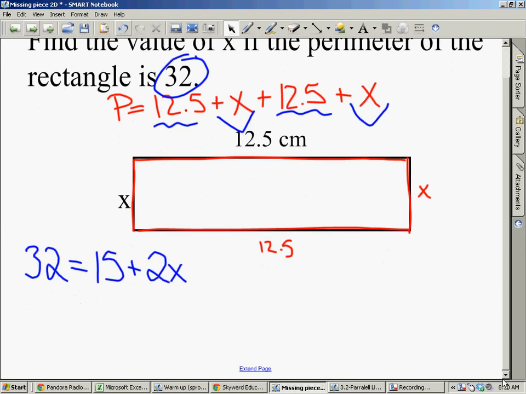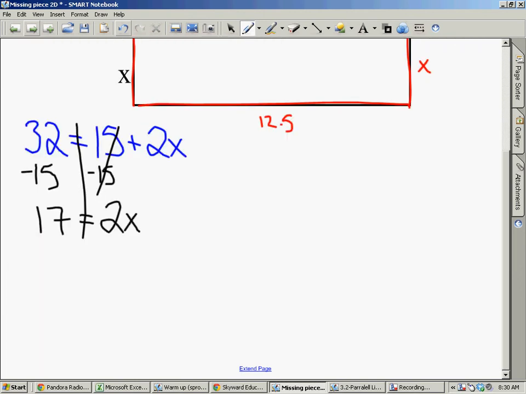Okay. I've done my step 1. I've used my formula to come up with an equation. And now I'm trying to find the mystery. I'm trying to find that x. Okay, I'm going to solve for x. I need to get rid of this 15 first. Minus him on both sides gives me 17. And over here I'm just left with 2x.